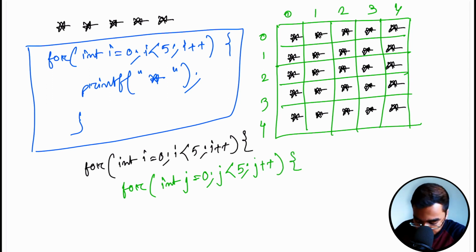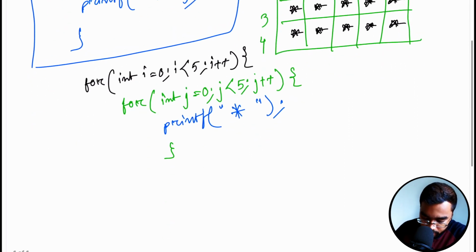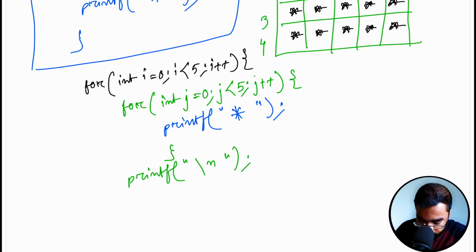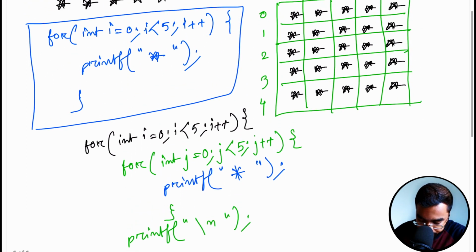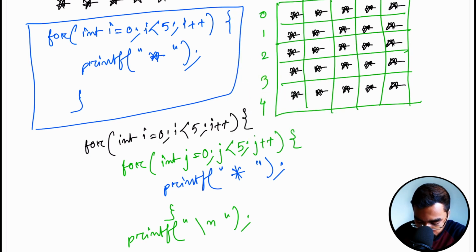And if I write printf star semicolon and close this bracket, and then write printf backslash n, and then we close the last bracket. So how are these things going to happen? For i equal to 0, here is i and here is j.